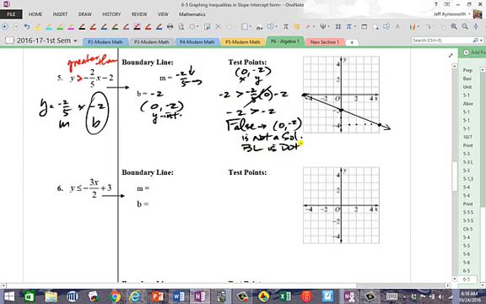And I knew that coming into it because it's greater than. So on greater than, I know the boundary lines are always dotted. So get out your pencil again and your eraser. All right, make it dotted.